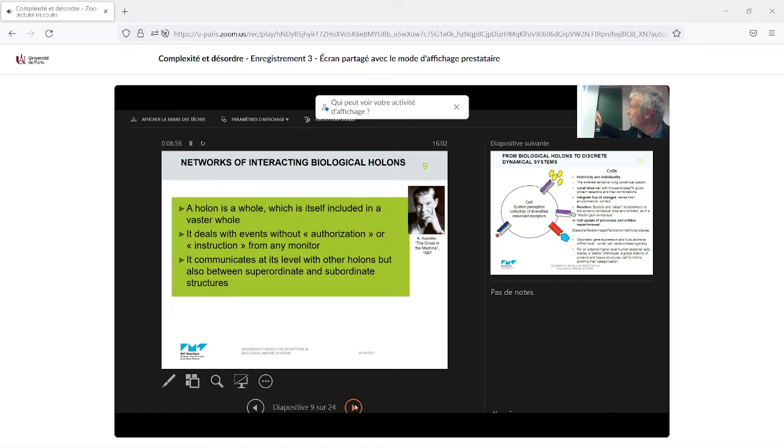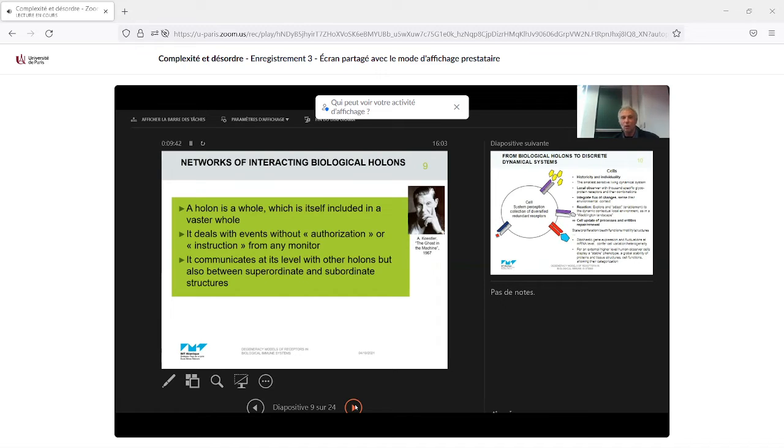So let's have a definition of how long derived from Kessler's point of view. So a how long is a rule, which is itself included in a vaster rule. So here you have this idea of a fractal-like structure through the notion of a how long. And a how long is quite autonomous. It can deal with events without authorization or instruction from any monitor. And it is also part of a communication network because it communicates with other how longs at its level, but also with superordinates and subordinates. So this is a very nice concept.